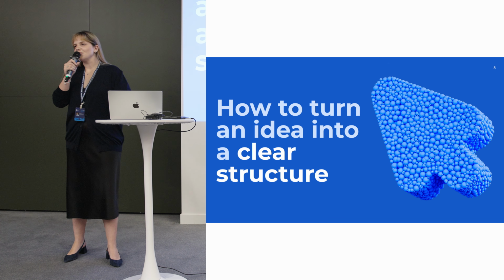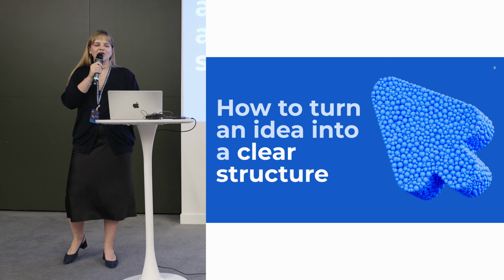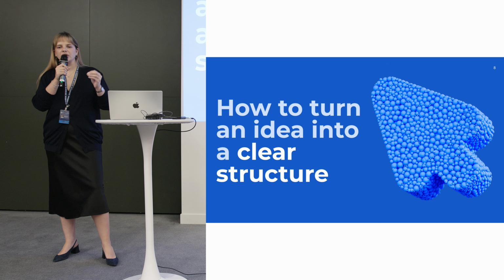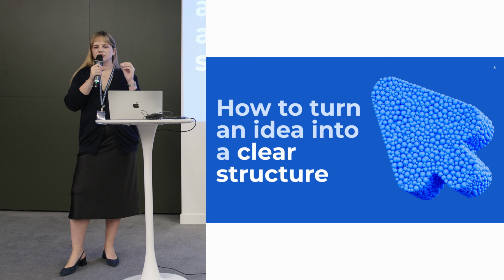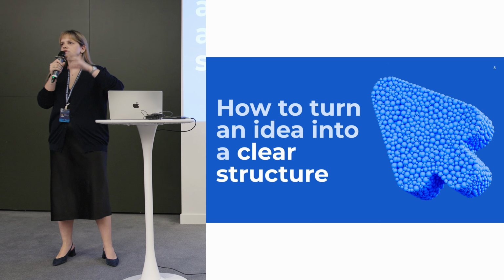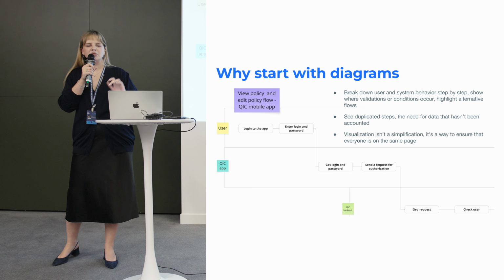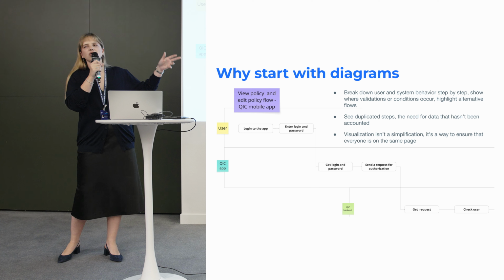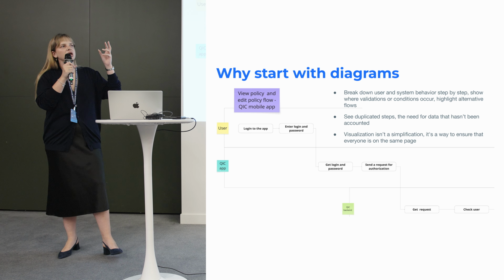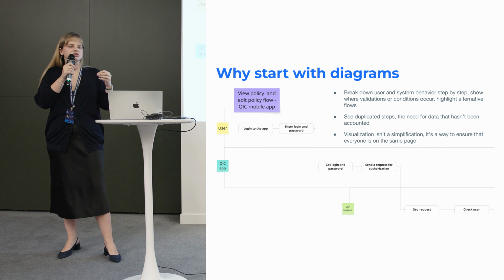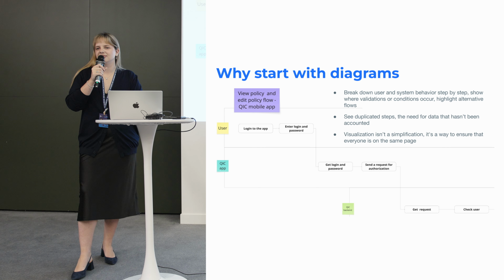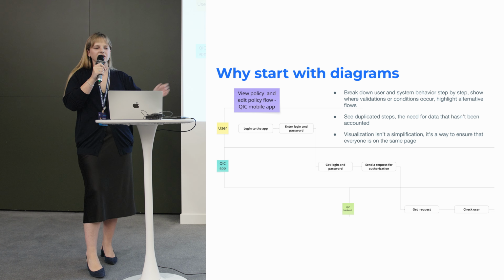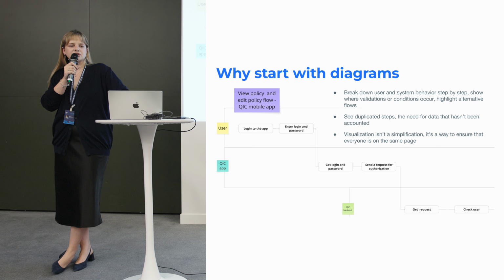So, let me show how we turn our idea into a clear structure. When we have a focused main topic, we need to formalize it. The first step in our company is diagrams. Usually we use a BPMN-style flow. Why style? Because we use Miro, and in Miro we have no really strict notations to use. It looks the way we want, but still we have pools, we have actors, and so on.